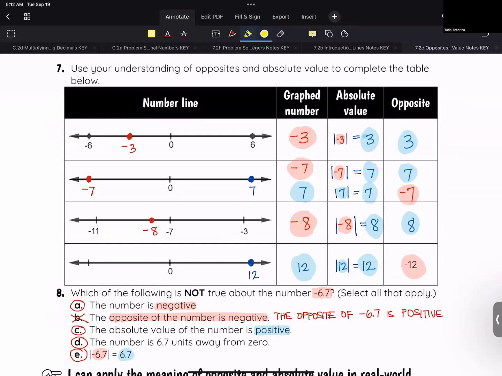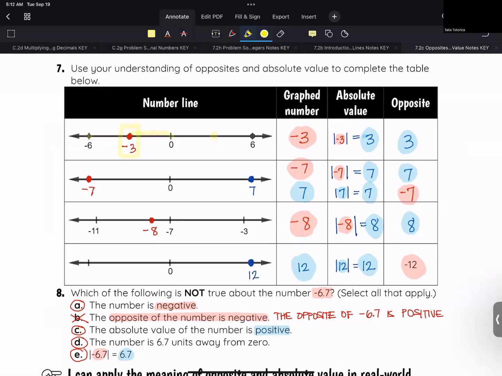So if we look at this first one, the labeled point is this number right here, and it appears to be right in the middle of 0 and -6. So that graphed number is a -3. Once I know the graphed number is -3, I can take the distance of that number to 0, and it will be 3. And then I can find the opposite, which will flip it to the other side right here, and that would be a +3.